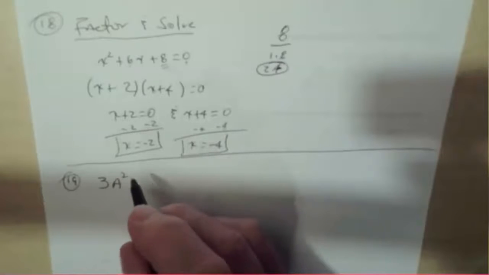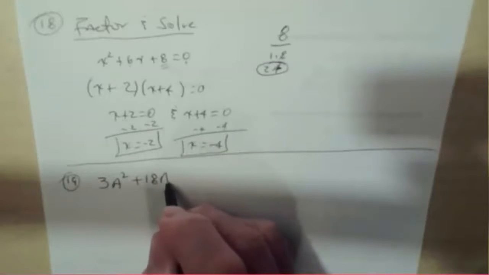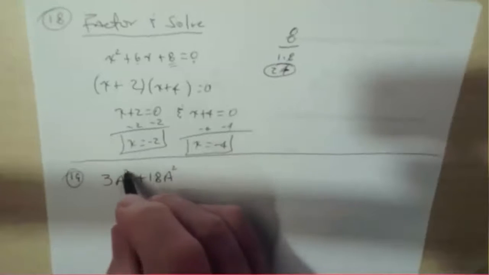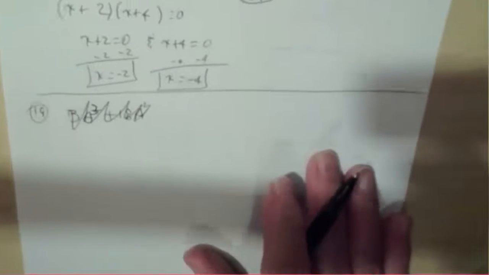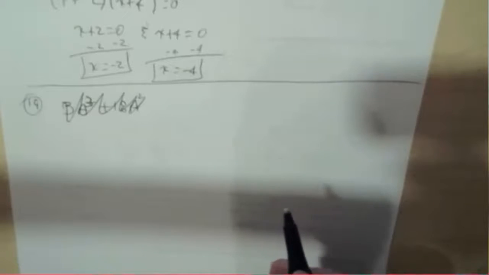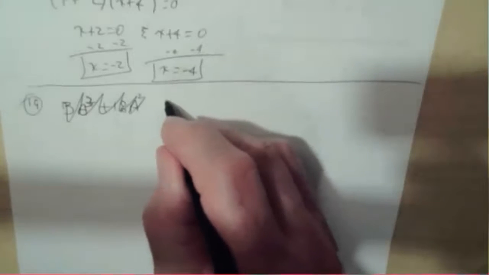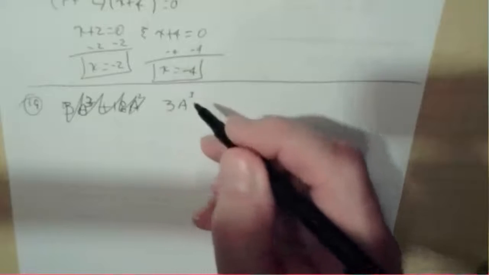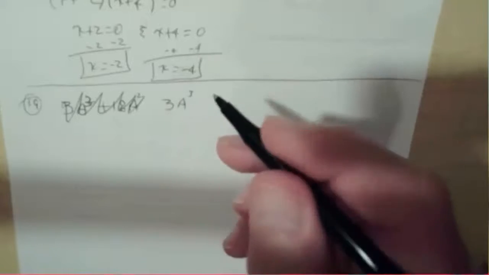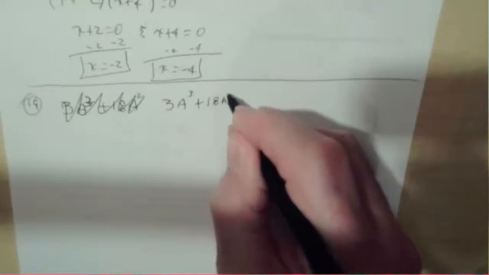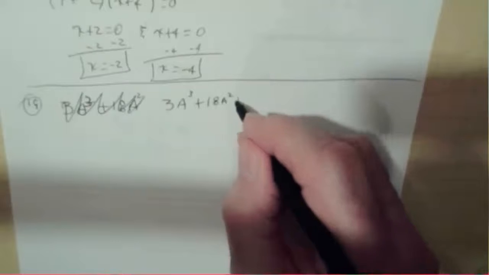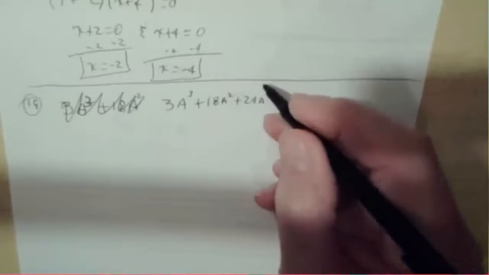3a cubed plus 18a squared plus 24a equals 0.